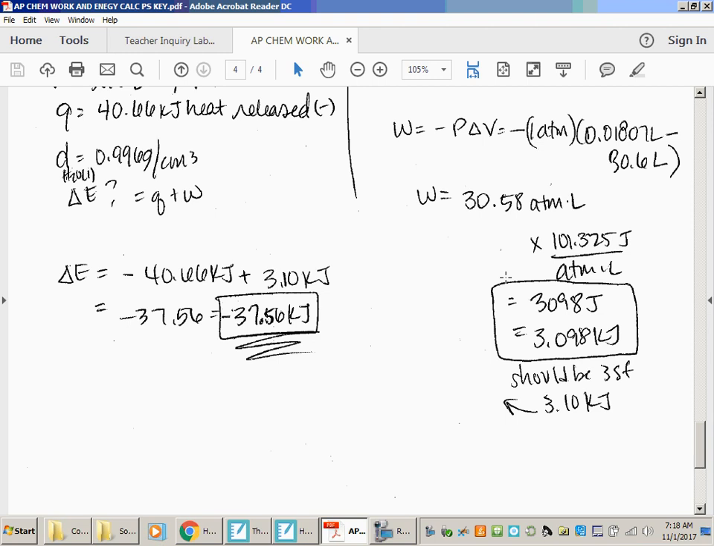Regardless, after you get your work, you had your heat released as 40.66 kilojoules. So you need to convert them to the same unit. You can sum them to be negative 37.6 kilojoules. Good? All right, process questions on the other ones.